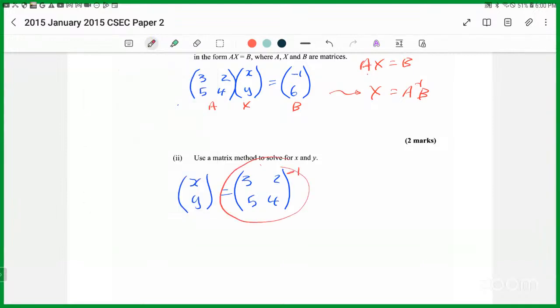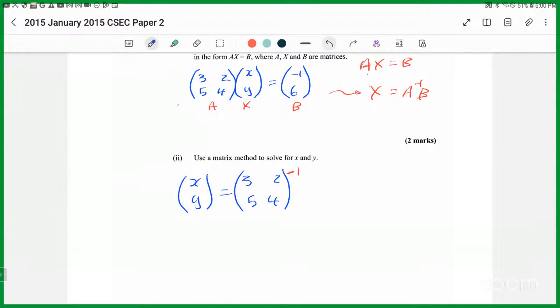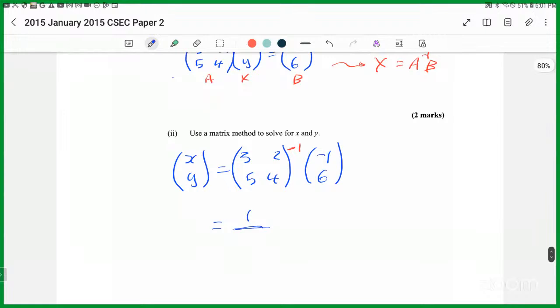The inverse of this one times the b to the minus 1, 6. We need to work on the inverse of this matrix, which is 1 over the determinant. What's the determinant? The determinant is this product minus this product. So this product is 3 times 4 is 12, minus this product is 5 times 2 is 10. The determinant is 2. Let's put it here. The determinant is just 2.